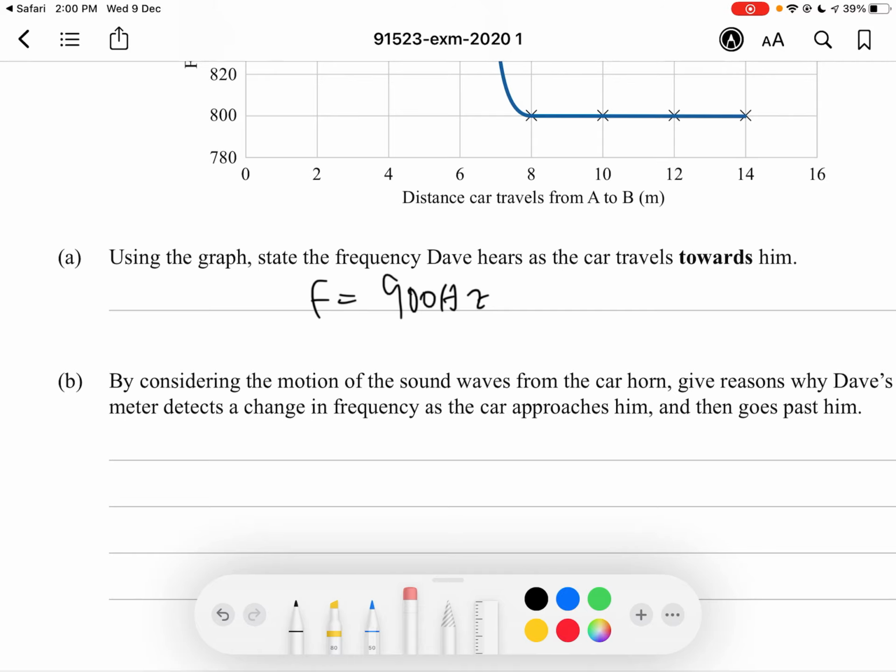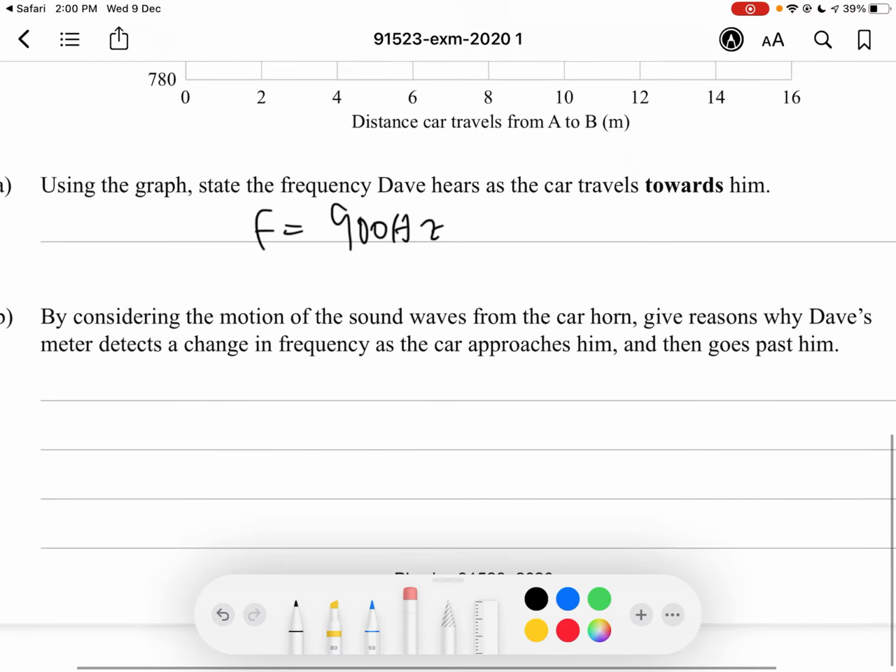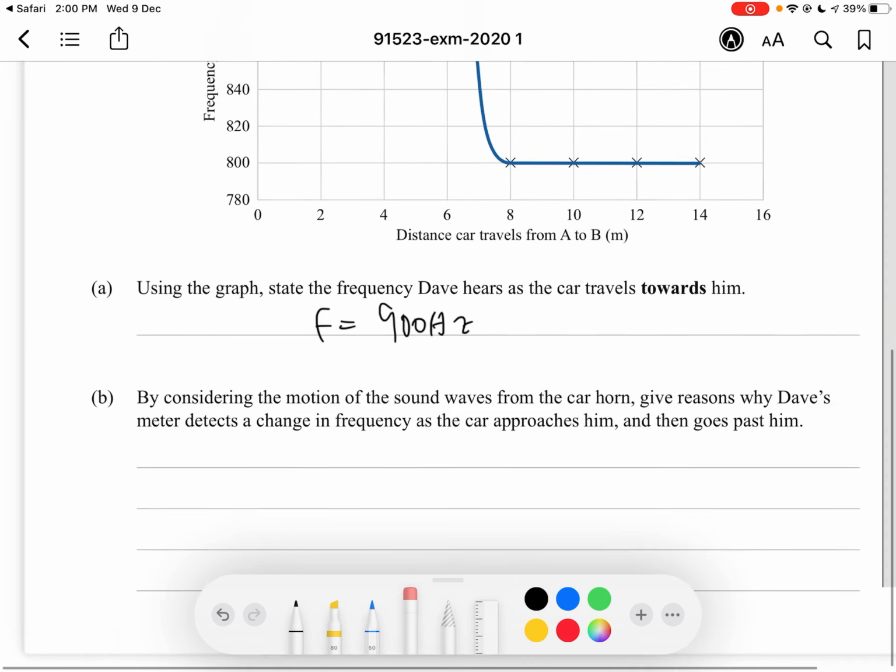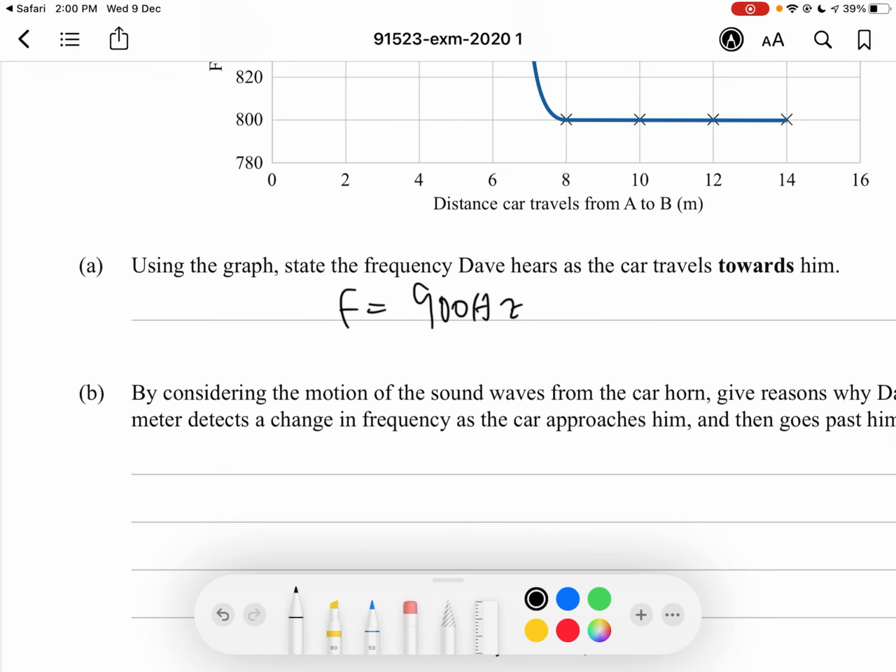By considering the motion of the sound waves from the car horn, give reasons why Dave's meter detects a change in frequency as the car approaches him and goes past him. For this question, we're just going to talk about the Doppler effect. When the car is traveling towards him, there's a relative velocity towards Dave. Since the car is traveling towards Dave at the same time as producing waves, the same number of waves is going to be concentrated in a smaller distance. That means the observed wavelength is going to decrease. The speed of the wave stays the same because we're not changing the physical properties of the medium, and therefore the observed frequency will increase.